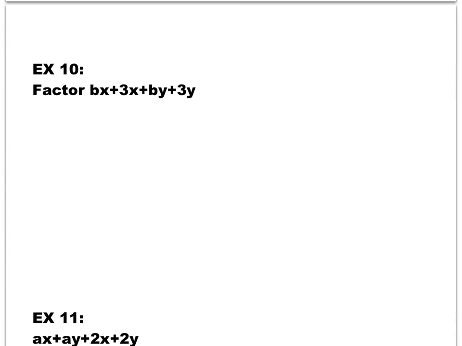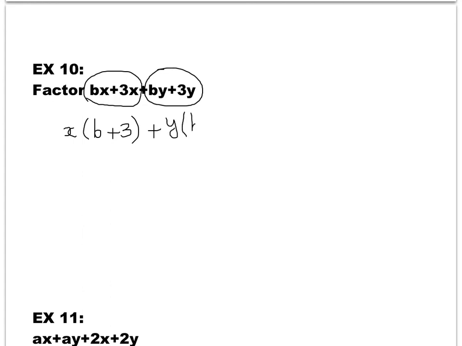The next example is bx plus 3x plus by plus 3y. Now, to do this example, I will take the first two terms and the last two terms. In the first two terms, there is no common factor between b and 3, but x is common, so I take x out. So I get x times (b plus 3). Plus, in the last two terms, I can take y out, so I get y times (b plus 3). Now, if you look at these two terms, b plus 3 is common, so I can take b plus 3 out, and I get x plus y. So this is my final answer.